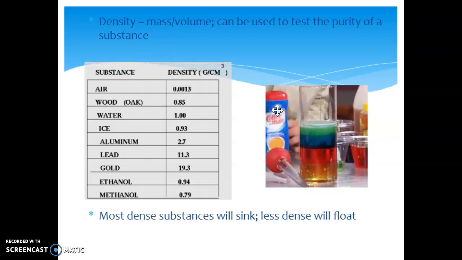It's similar to if you have wood in water. Wood, as you see on here, is less dense than water, so wood floats, but ice is more dense than water, which is why ice sinks. Okay? Same thing with aluminum, lead, gold, etc. All of those things would sink in water because they're more dense.